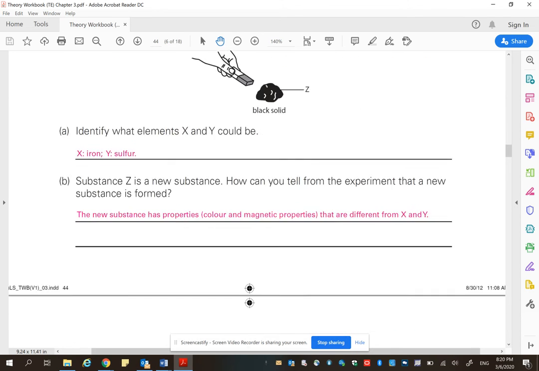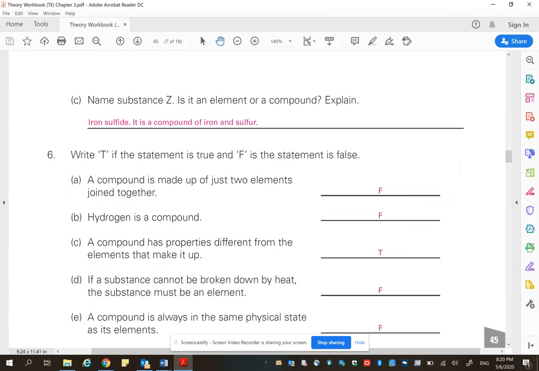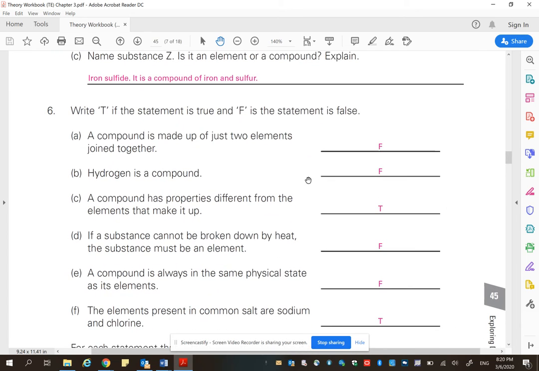I'm coming to the last question, question 6. Quickly, for part C, do you think Z is an element or a compound? It's iron sulfide. It's a compound made of iron and sulfur. A chemical reaction has taken place. Now, question 6. True or false? A compound is made out of just two elements joined together. False. Because a compound must involve a chemical reaction, not just any joining together. If I just join them together, I will form a mixture.